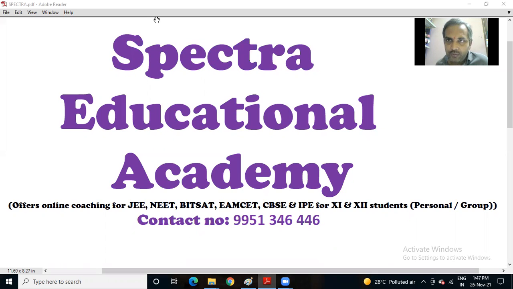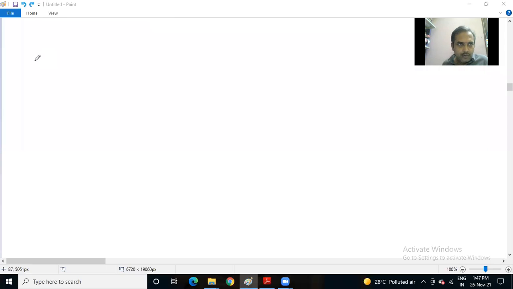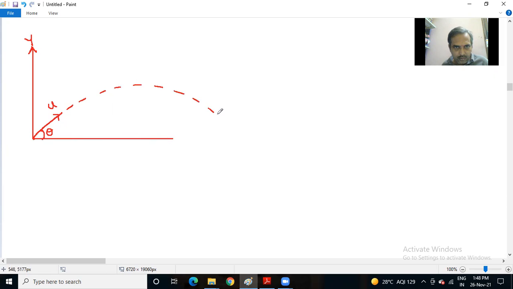In this video, I am going to explain a few more formulas which are related to projectile motion. Let me once again draw the diagram for projectile motion. So this is the y-axis, this is the x-axis. So a body is thrown with velocity u at an angle theta. At an angle theta, it finally reaches the ground, covering the maximum horizontal distance, the range.